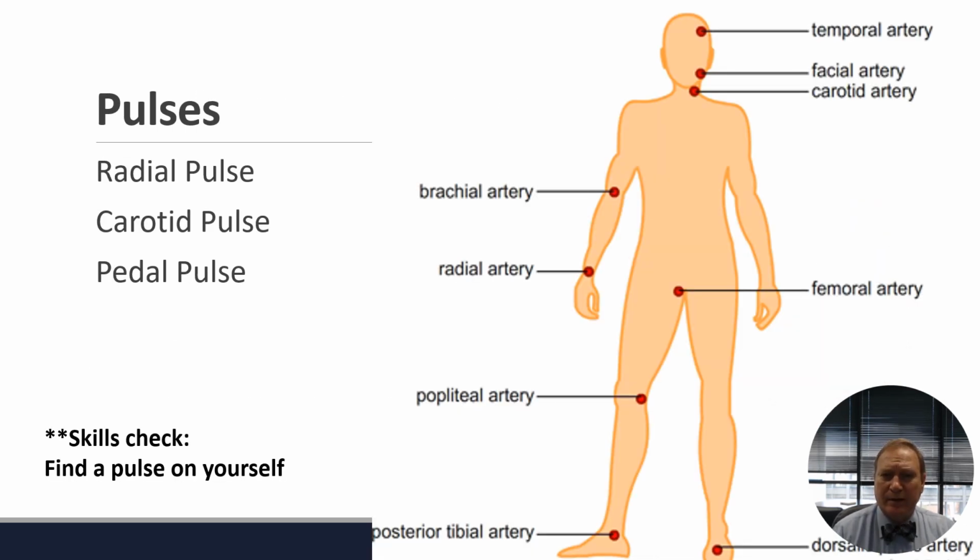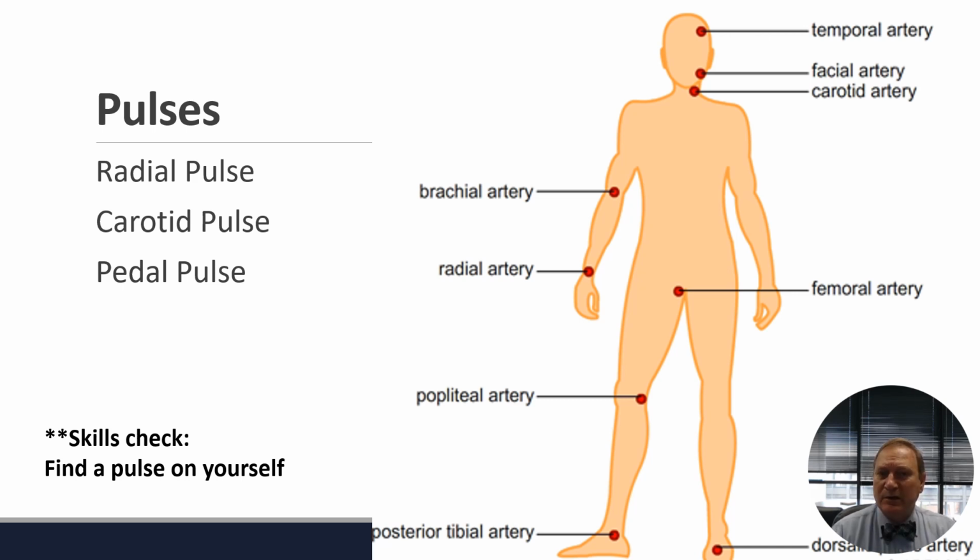The best way to think about places that we can slow down blood flow distally, meaning away from the heart, is to apply pressure over a pulse point. A pulse point is any place where an artery passes over a bone, and as we press that artery against the bone, we can feel the pulsation of the heart.